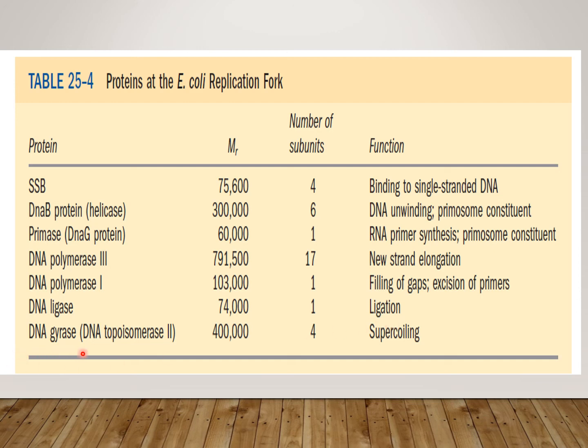And DNA gyrase, that is DNA topoisomerase 2, relieves the strain caused by supercoiling because of the unwinding of DNA by helicase. You can also add one more here, that is topoisomerase 4. The function of topoisomerase 4 is separation of catenates. So with this, we have finished DNA replication in prokaryotes.